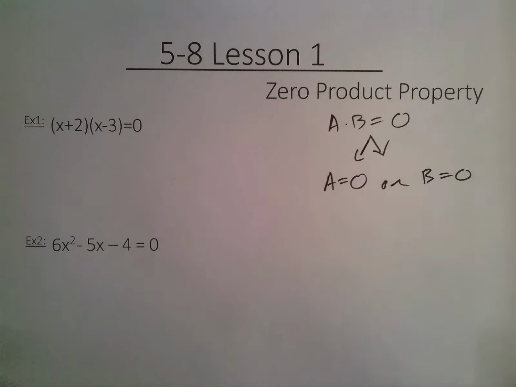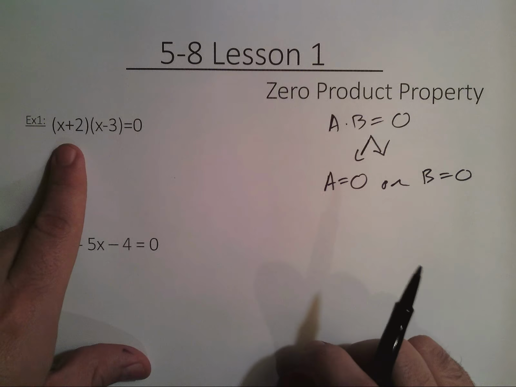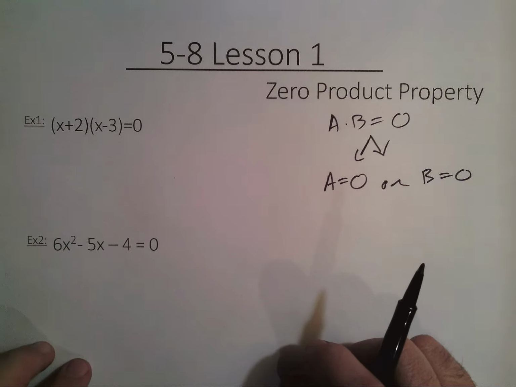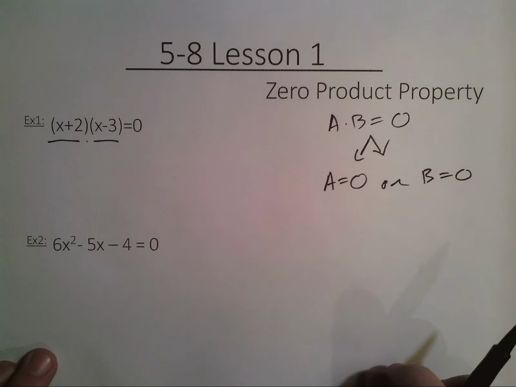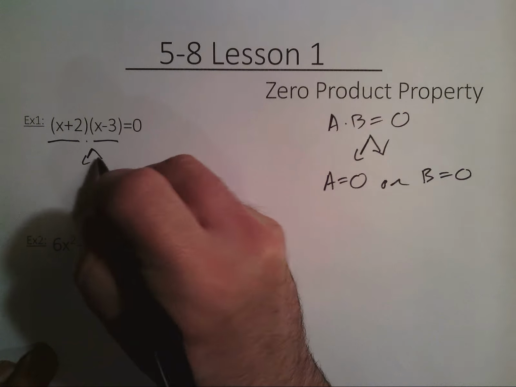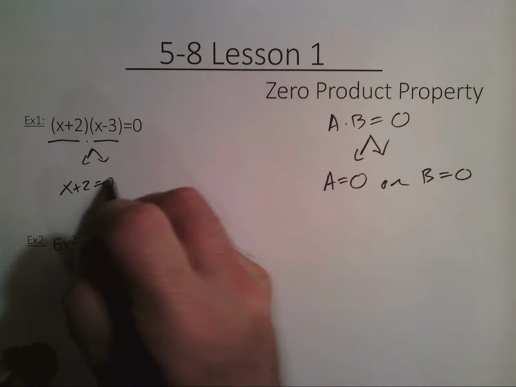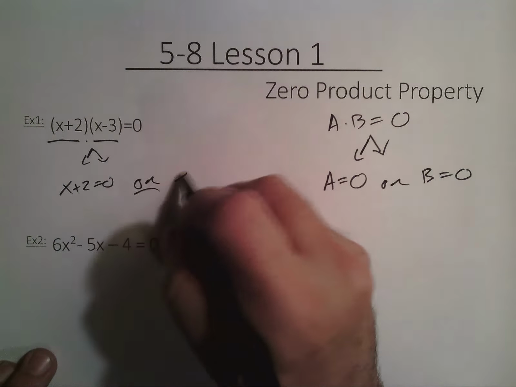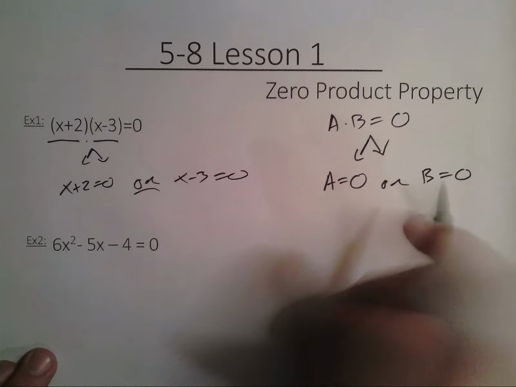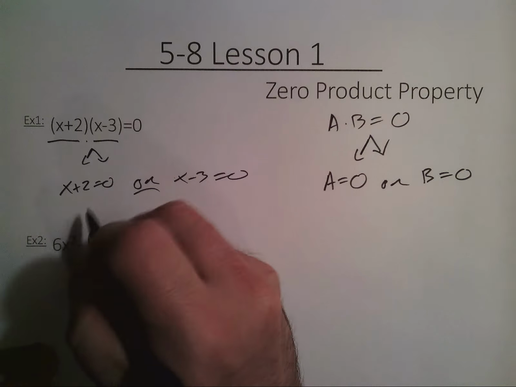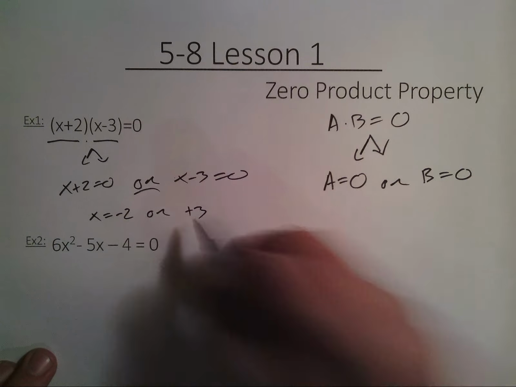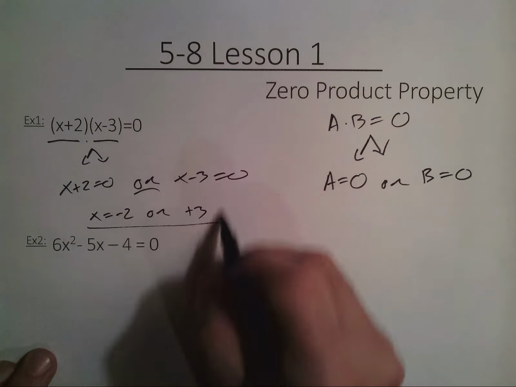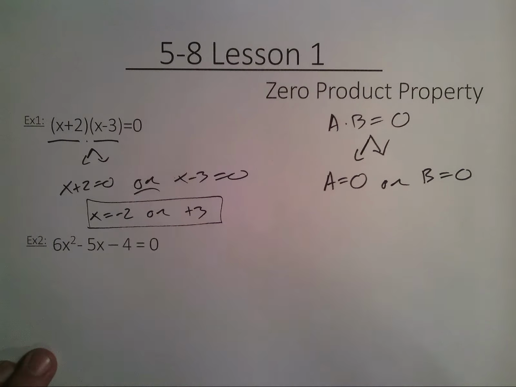Simple as that. So, when I look at my first example here, (x + 2)(x - 3) = 0, I have two things being multiplied together, and they equal 0. So this leads me to two possible things. Either x + 2 is equal to 0, or x - 3 is equal to 0. If I solve for x in both of those, I get x is equal to negative 2, or positive 3. So that's how I get my two possible answers for example 1.